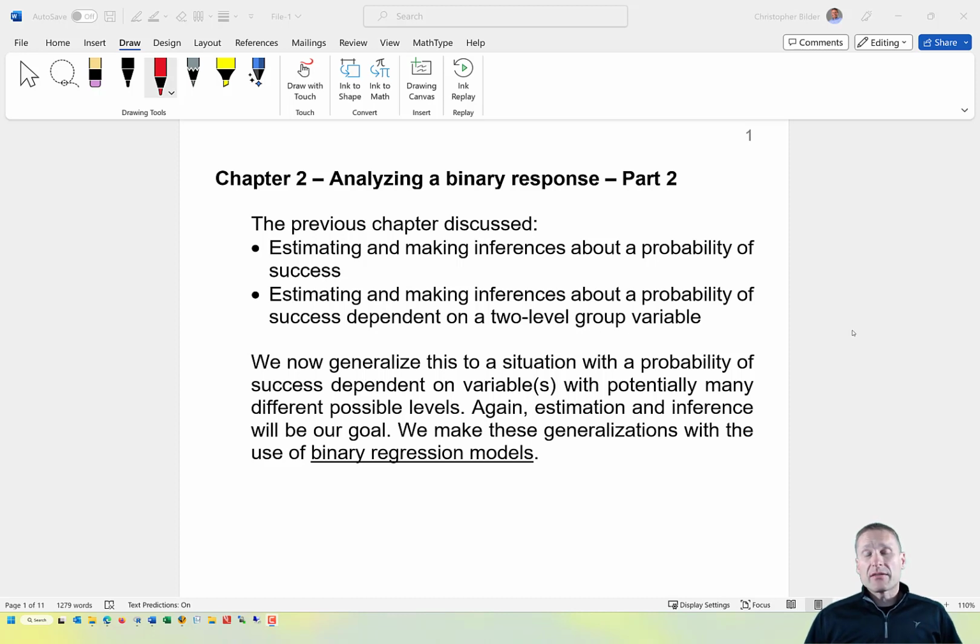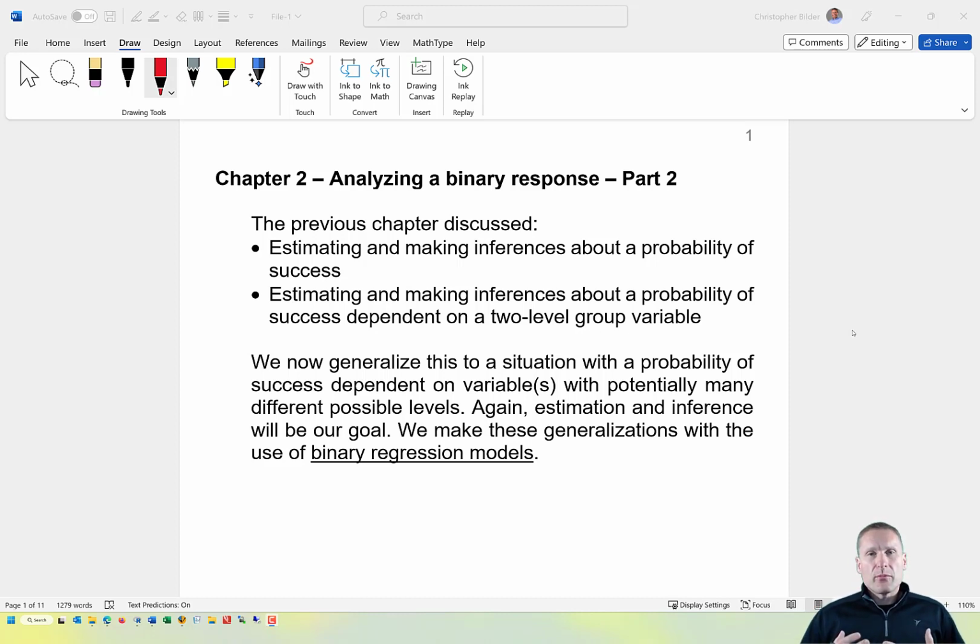Now we're going to talk about a situation where we have items that potentially appear in many different groups, and we would still like to make judgments, inferences about the probability of success for each particular group. These groups are going to be measurable in some way. We will refer to them as variables.